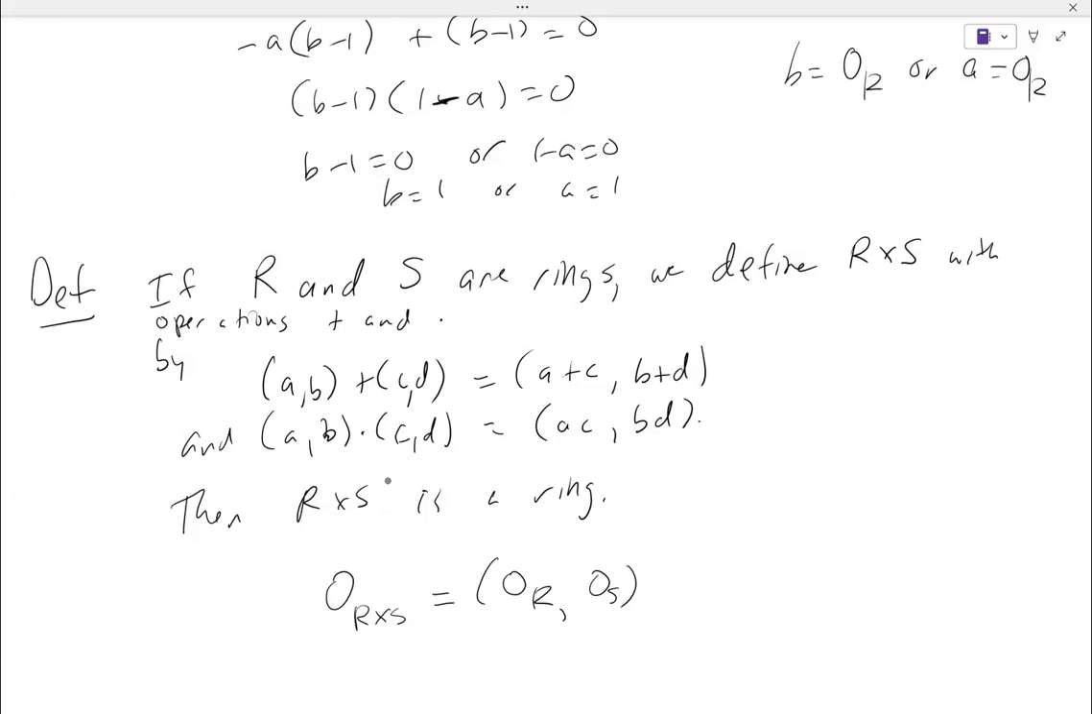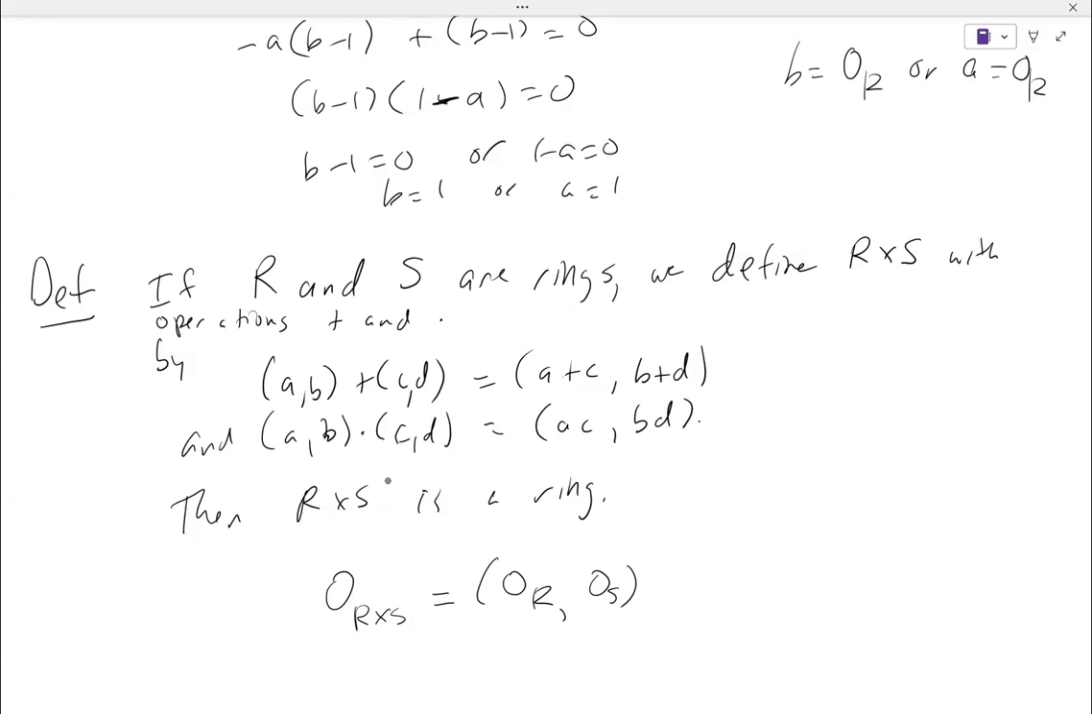Now again, those zeros, depending on the structure, may not really look like 0, right? We just saw in the previous example that 0 was 1. Agreed? But generally speaking, to get the 0 in the Cartesian product, or the direct product, I'll say direct more than Cartesian, I just take the 0 in each component. Does that make sense?